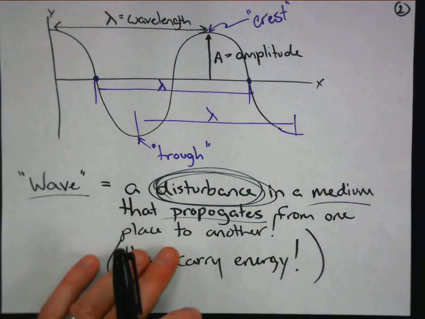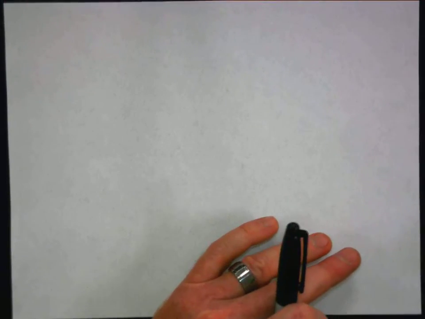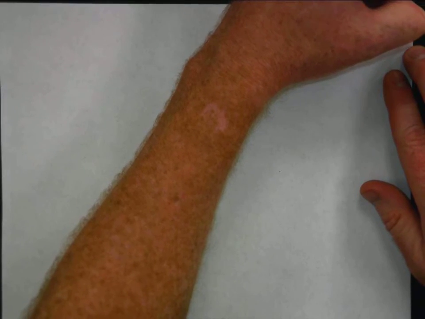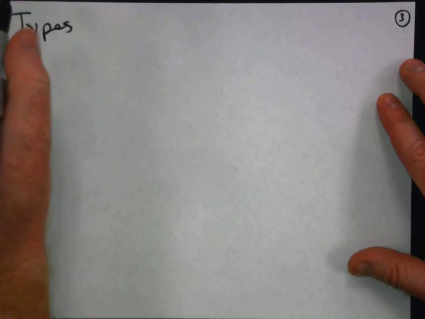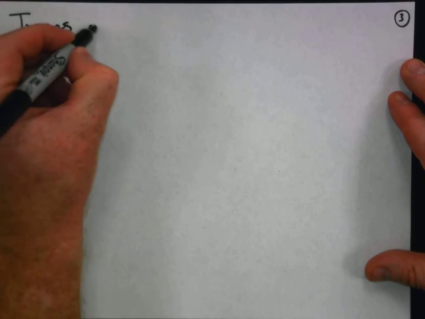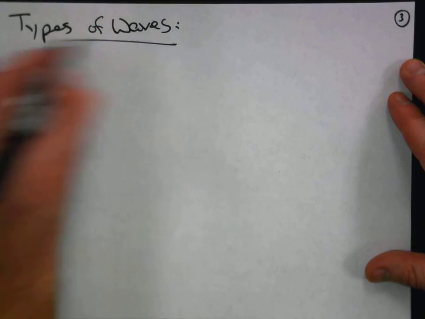Okay. Well, we need to look at some different kinds of waves also. There are different kinds. I've mentioned several. So let's get scientific about this. Types of waves.